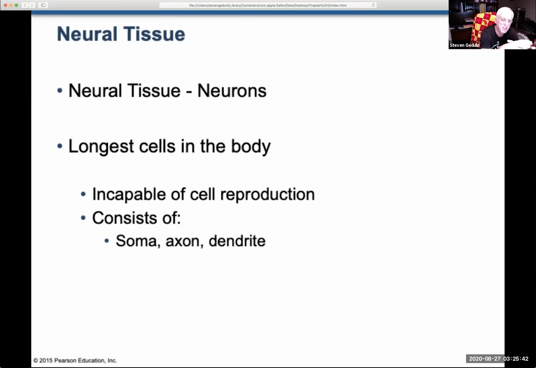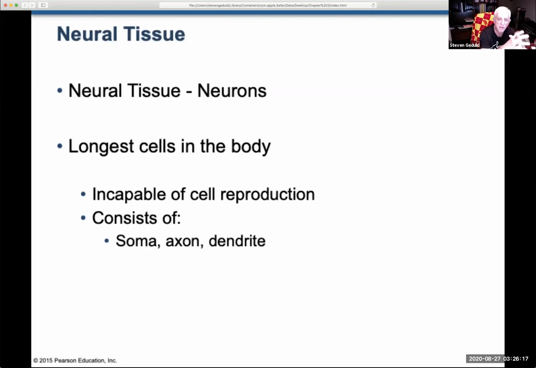They're the longest cell in the human body. Sometimes that's on your nursing exam, sometimes it's not. They'll say the longest cell in the human body is a neuron. It's incapable of cell reproduction. Just like a cardiac muscle cell, just like a skeletal muscle cell, the neuron is incapable of cell reproduction. Now think about what that means. It means you're born with as many nerve cells as you're going to have. That's what makes up your brain.